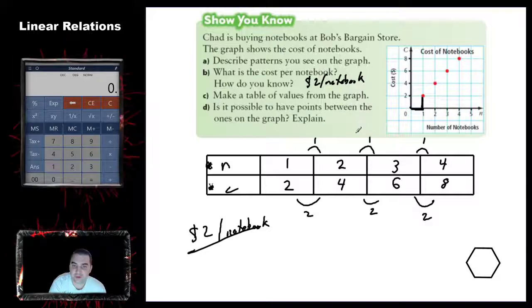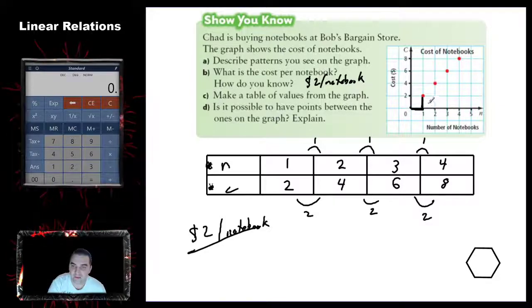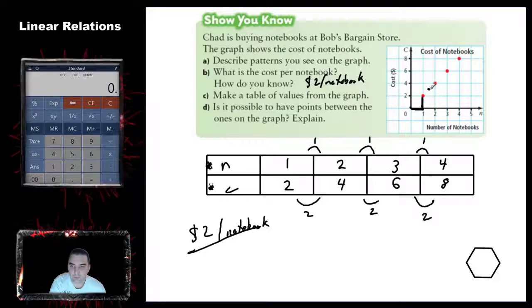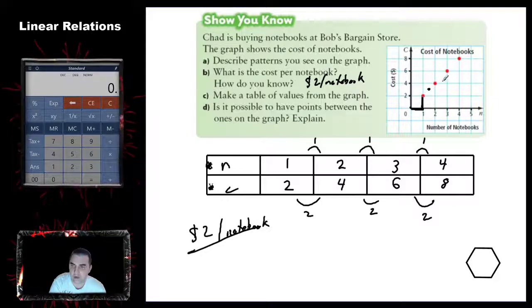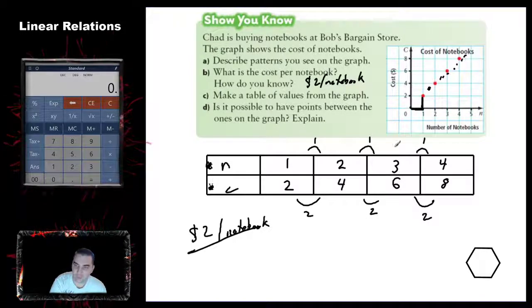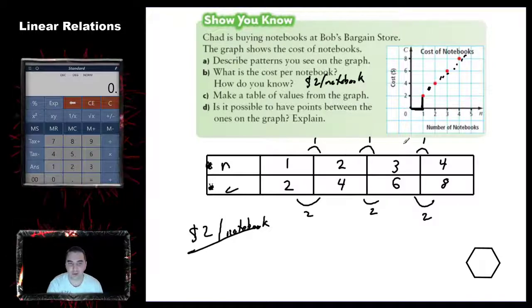And is it possible to have points between the ones on the graph? In this case, no. You cannot go to Bob's Bargain Store and buy half a notebook. They won't sell it to you. They wouldn't have included it in their stock. It's not reasonable. So you cannot buy a third of a notebook. You cannot have these points. There's just 1 notebook, 2 notebook, 3 notebook, 4 notebook. It has to be a complete notebook or they won't sell it.